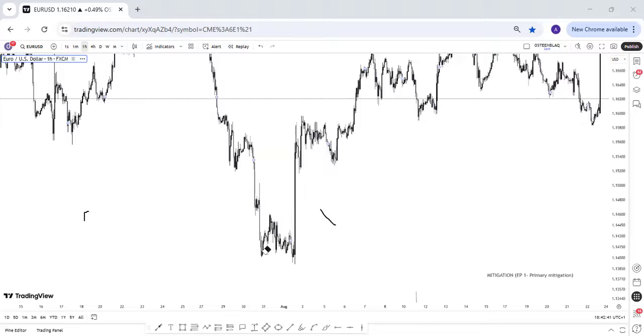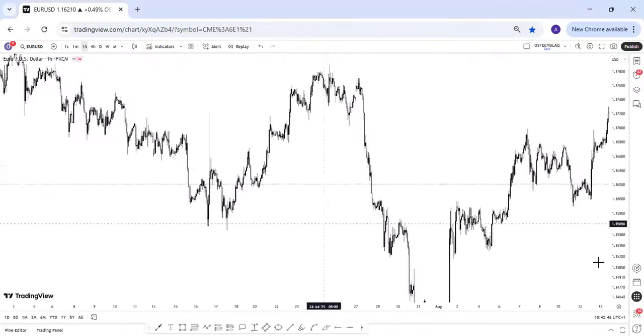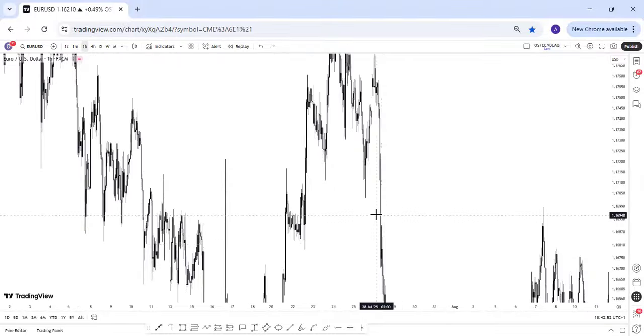Now, let us go to examples of support or resistance that price actually used.